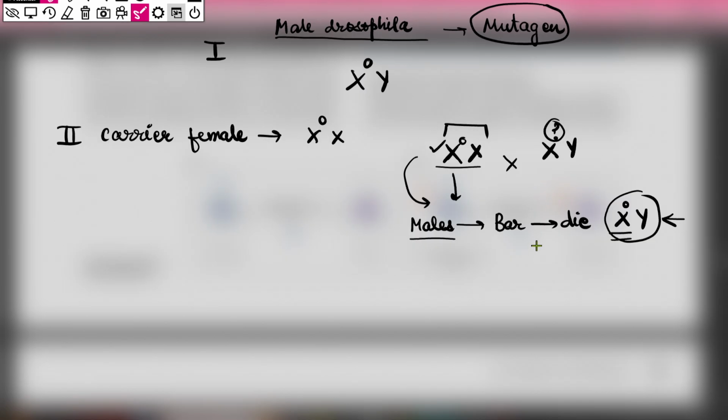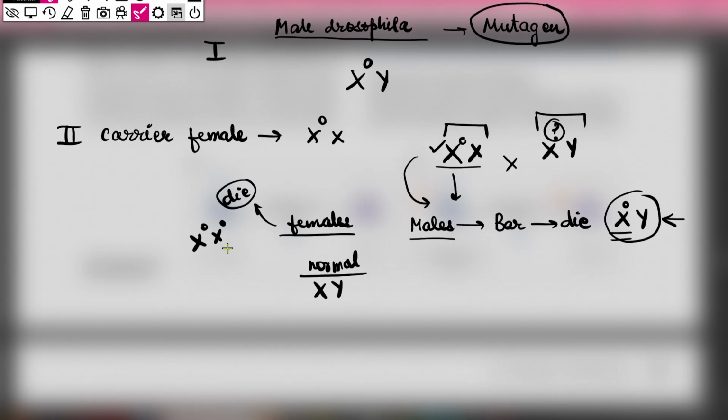Now in the second experiment, we take a normal male. Also remember that among the females which are produced here, if some of the females start to die, then we can say that the parent male was also having that mutagen. And if the females do not die, then we can say that the parent male was not having that particular mutagen and only the female was having the mutagen. So they can die or they cannot die, it's up to them.